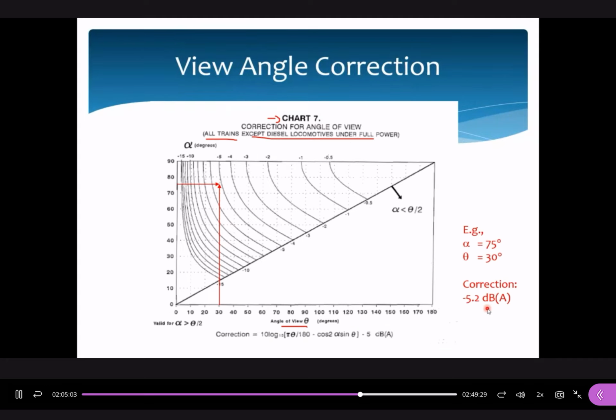Any problem? So the only difference between chart number 7 and number 8 depends on the types of vehicles only, okay? But for both of them, you still need to use alpha and theta to find out the correction factors.